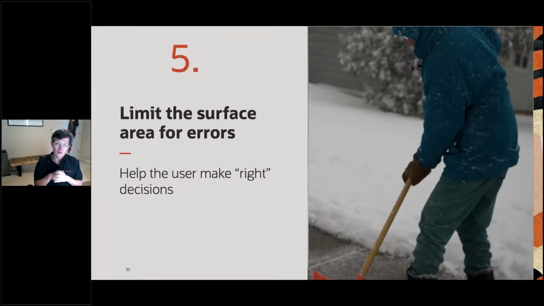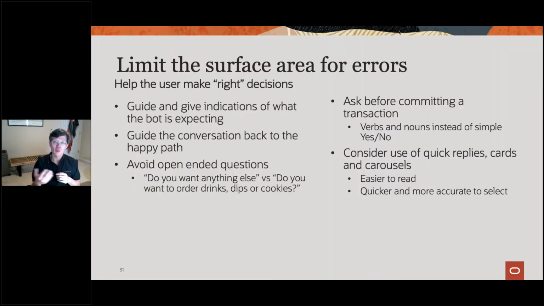The other thing which is interesting is, don't be afraid to provide a little guidance to your user and limit where things can go wrong, the surface area for errors, right? So you can see this snow shoveling. I'm glad it's summer now. And so basically guide the user to make the right decision, right? So indicate what the user is expecting, guide a conversation back to a happy path if the user goes off rails and asks something else.